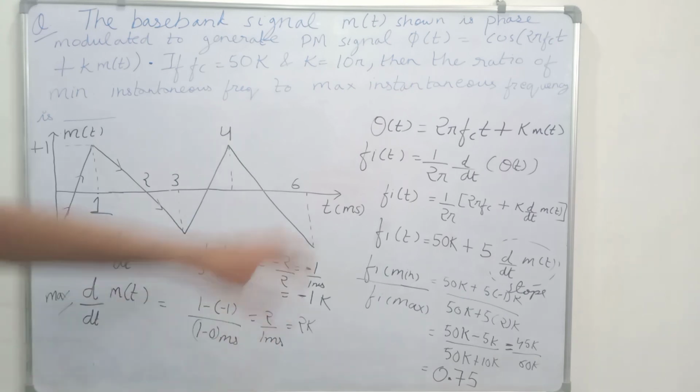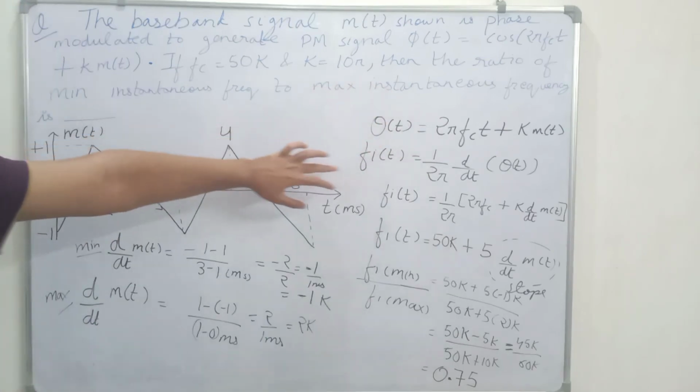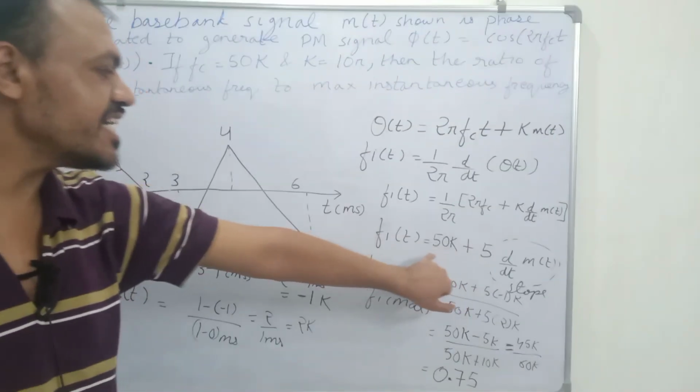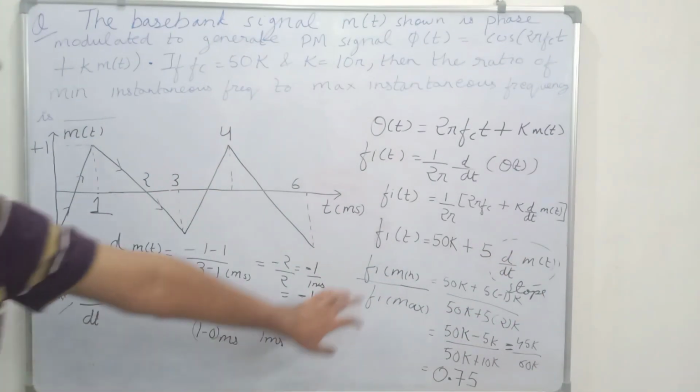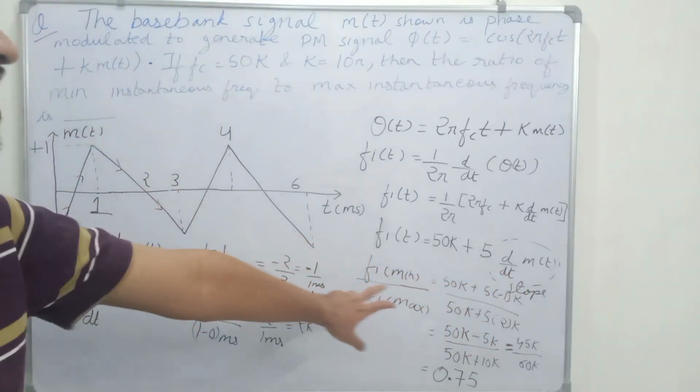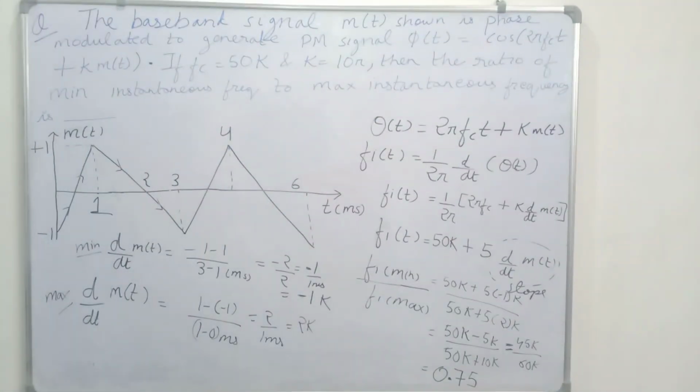So first we used the angle to find the instantaneous frequency. Then the instantaneous frequency obtained was 50k plus 5 into d by dt of m(t). So the minimum frequency will be obtained when we use the negative slope, and the maximum frequency will be obtained when we use the positive slope, because this m(t) signal consists of two slopes. One is the negative slope and the other is the positive slope, because one line is going upward and the other is going downward. So this is how we find the slope of this signal, and we find the ratio of the minimum instantaneous frequency to the maximum instantaneous frequency.